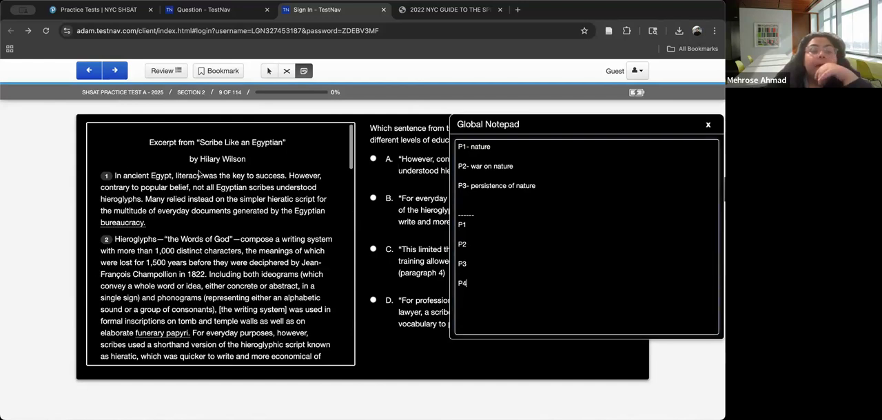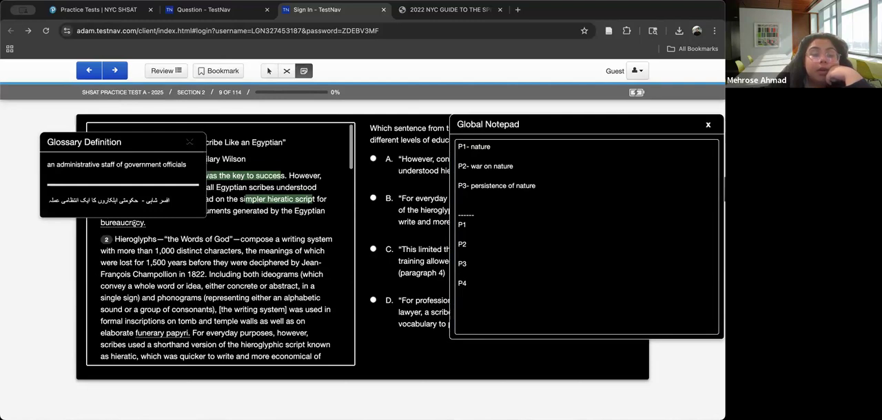In ancient Egypt, literacy was the key to success. However, contrary to popular belief, not all Egyptian scribes understood hieroglyphs. Many relied instead on the simple hieratic script for multiple everyday documents generated by the Egyptian bureaucracy. Here you see that they give you a glossary definition, so you don't need to worry about not knowing the word.